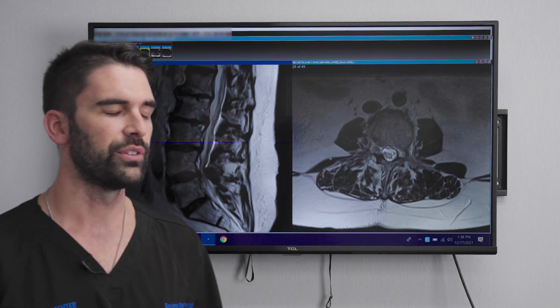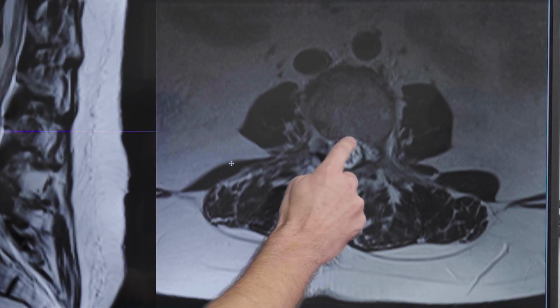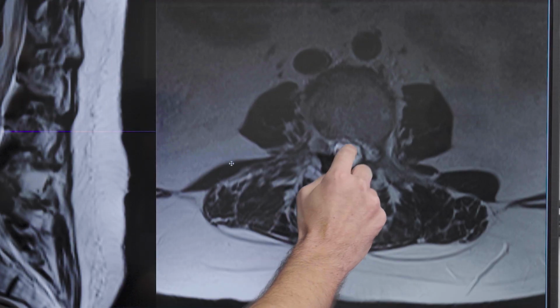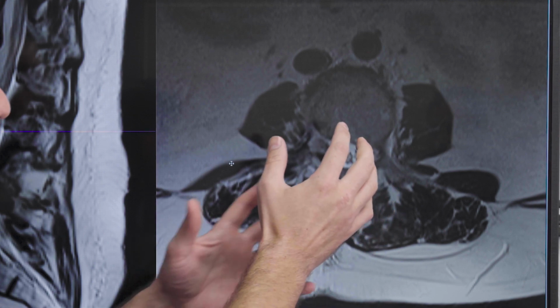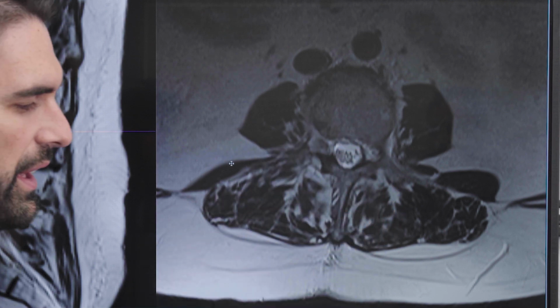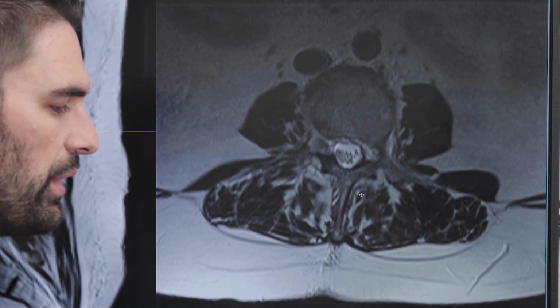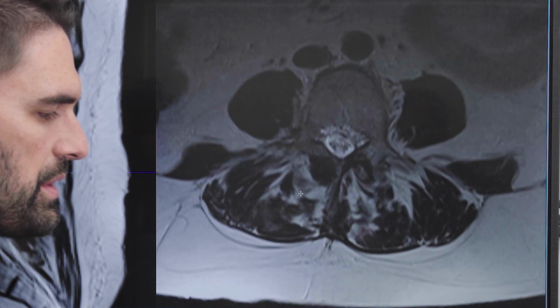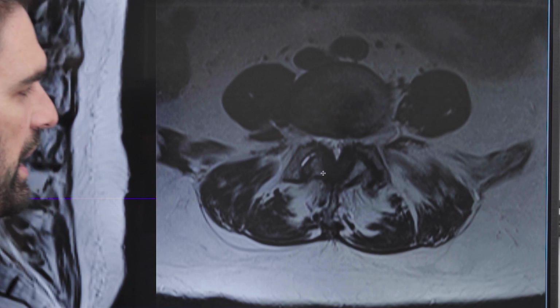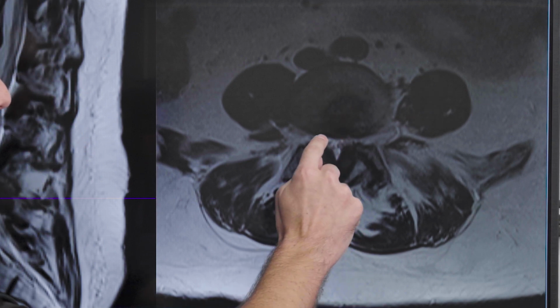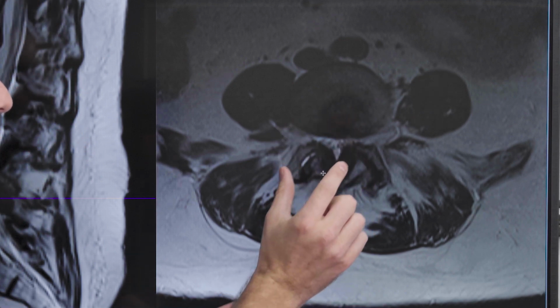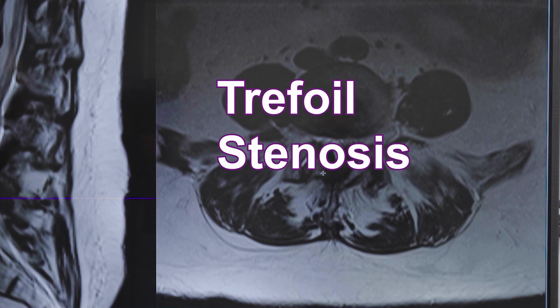So what does their imaging look like? If we look here, we can see that the diameter of the spinal canal is normal. Now it's not spinal cord, these are just spinal nerves at this level. But as we scroll down, right now we're at about the L3-4 level. As we come down to L4-5, we can see that that is severely narrowed. It's starting to look triangular. We call that trefoil stenosis here.